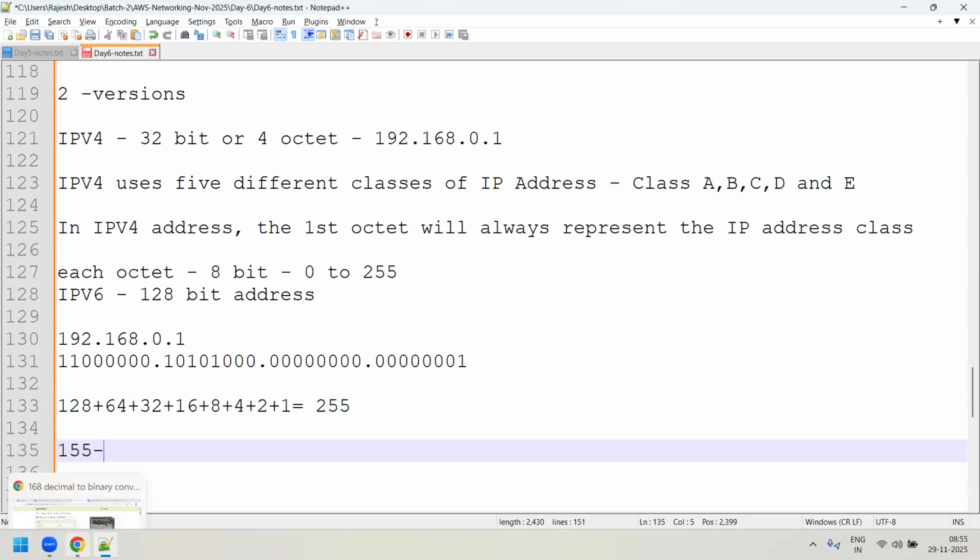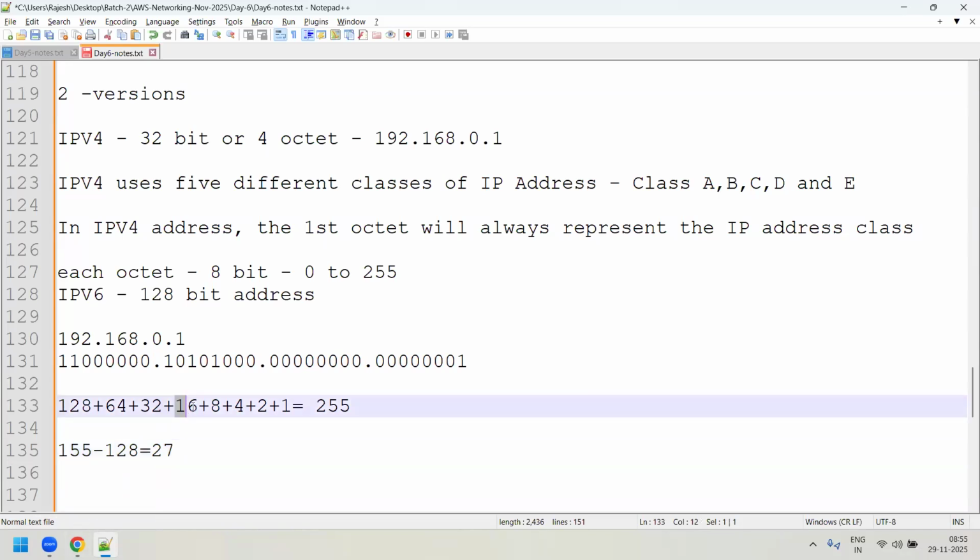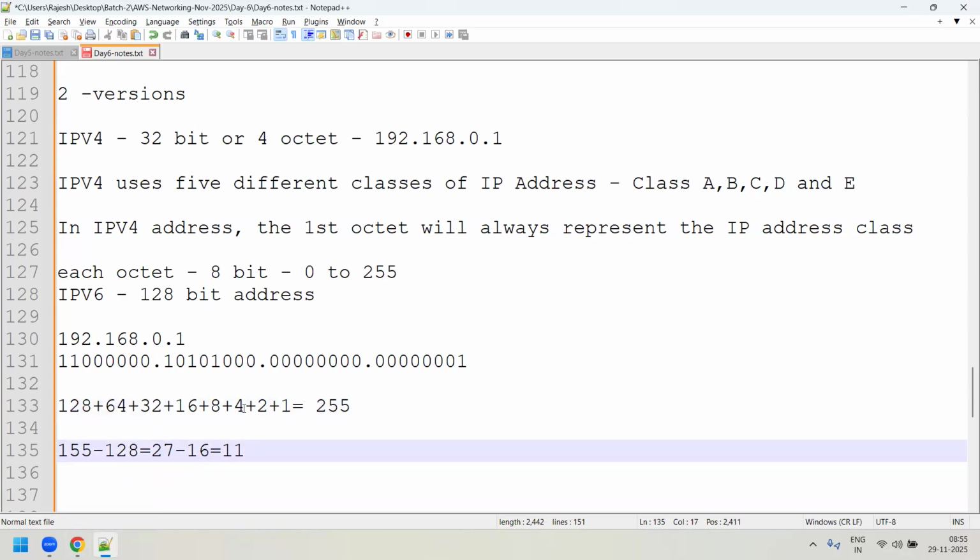So I'll subtract 128 first. 155 minus 128, how much is the value? 27. Is there any value 27 here? No, right? Is there any value less than 27? Yes, 16. So you subtract 16. What is the value you got? 11. Is there any value equal to 11 here? No. Less than 11? Yes, 8. You subtract 8.